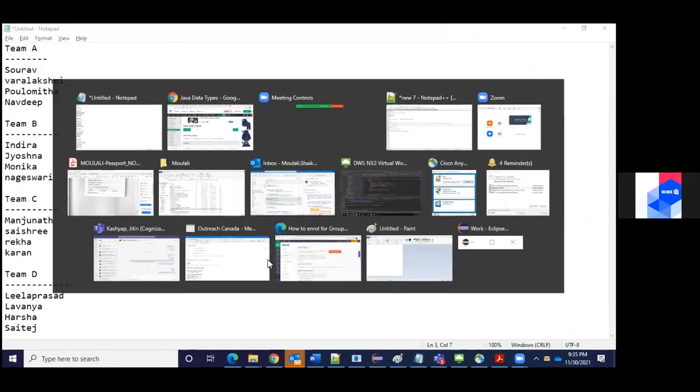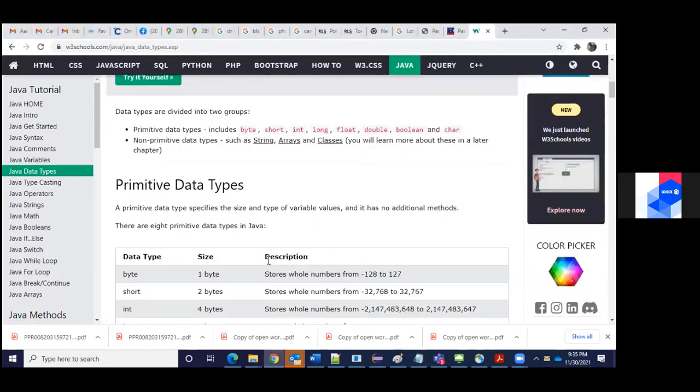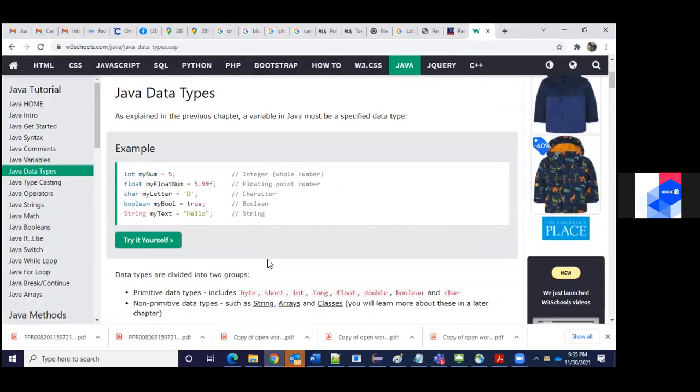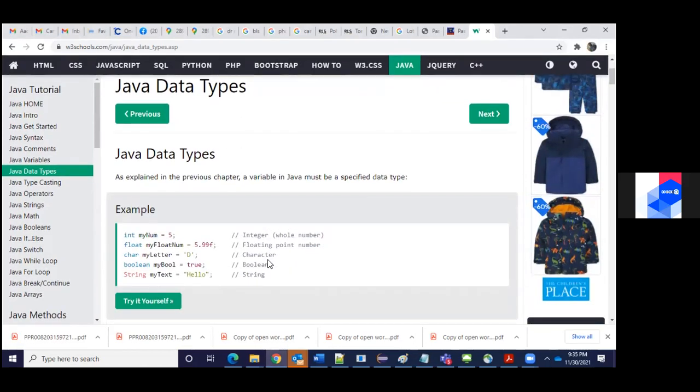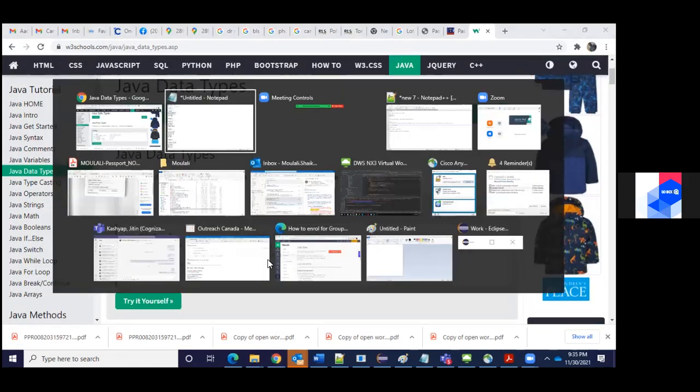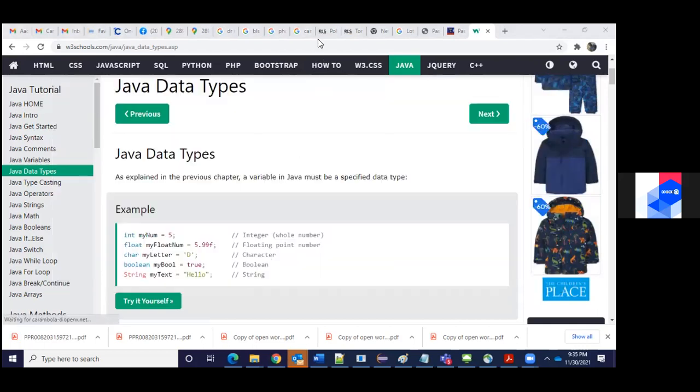Okay, I have a question. What is the size of the float? I'll call on people, and based on that we'll go. There are no group answers. Varalakshmi, what is the size of the float?